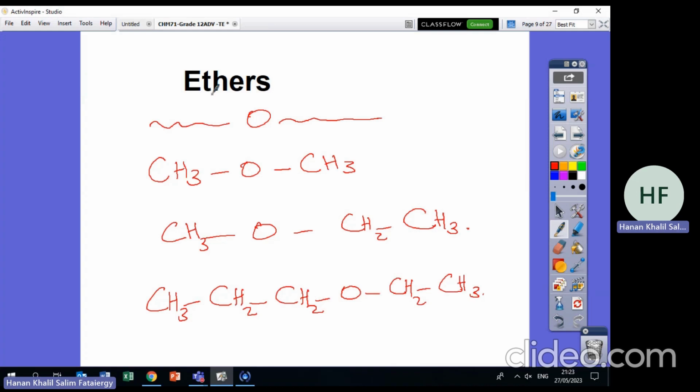Okay, first thing I want you to know is that ethers have oxygen in the middle of the chain. Okay, now there are 2 types of ethers. Either symmetric ethers, or asymmetric ether. Symmetric or asymmetric. Asymmetric means not symmetric.